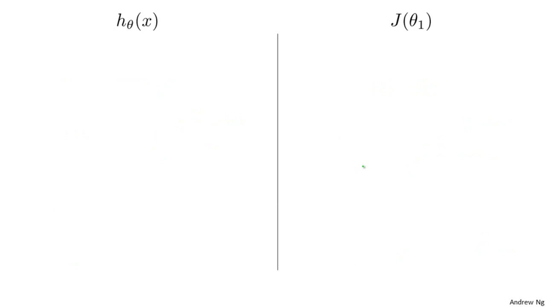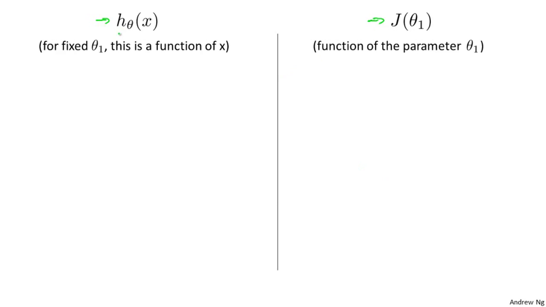It turns out there are two key functions we want to understand. The first is the hypothesis function, and the second is the cost function. So notice that the hypothesis h of x, for a fixed value of theta 1, is a function of x. So the hypothesis is a function of the size of the house, x. In contrast, the cost function J is a function of the parameter theta 1, which controls the slope of your straight line. Let's plot these functions and try to understand them both better.